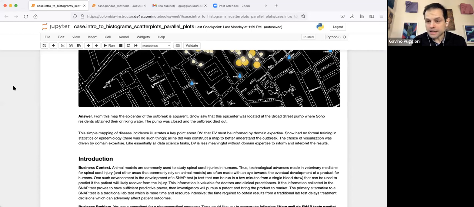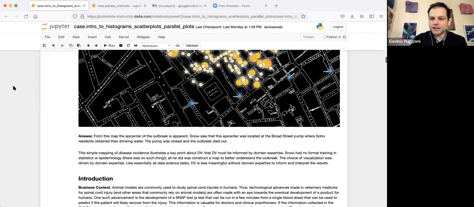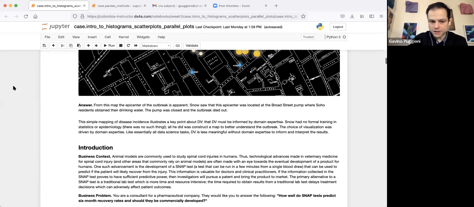There is an alternative to a SNAP test that is more elaborate and more complex and potentially more expensive. That is a traditional lab test. Now, a traditional lab test requires lab equipment, requires more time for analysis, and so on. And that means that more time for analysis means longer time to make a decision about the patient and the treatment. So this is the context. So we are trying to investigate this SNAP test and if it's a good predictor of recovery from spinal injury.